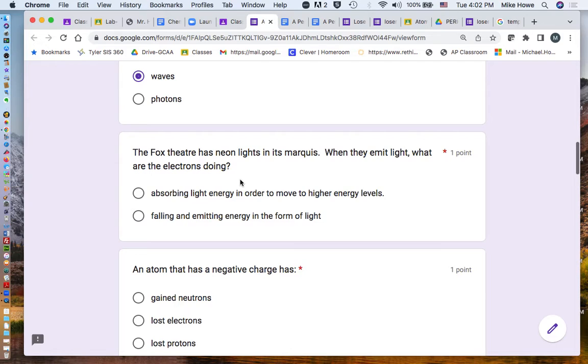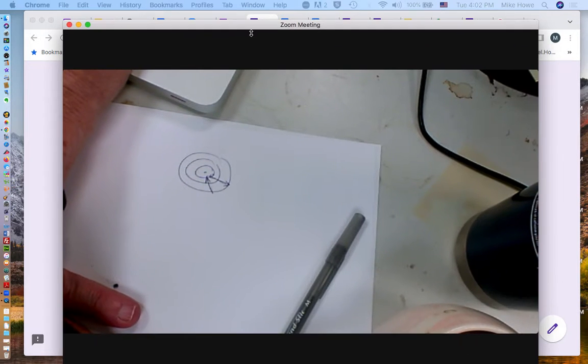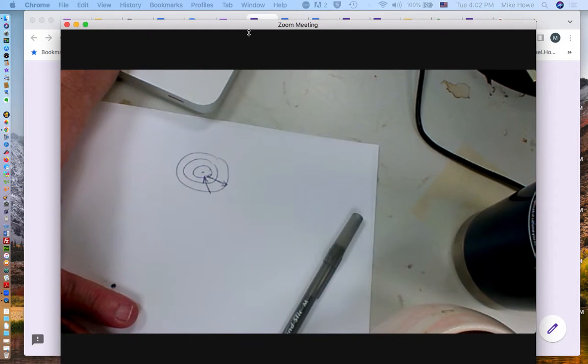Okay, the Fox Theater has neon lights in its marquee. When they emit light, what are the electrons doing? Well, we just talked about that. Emitting light, the electron is moving back toward the nucleus.